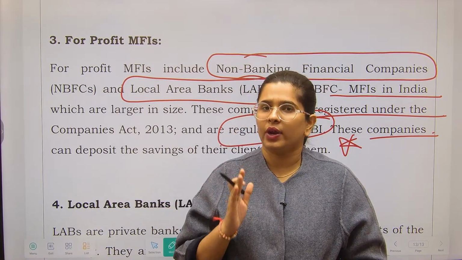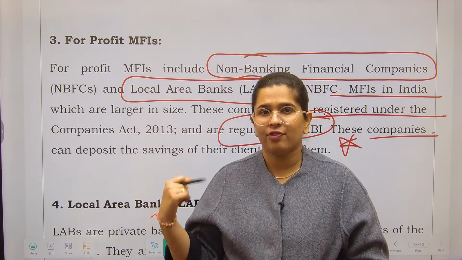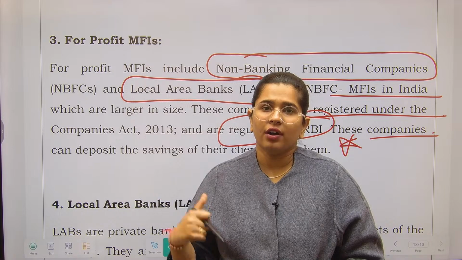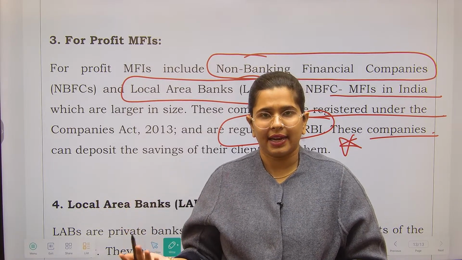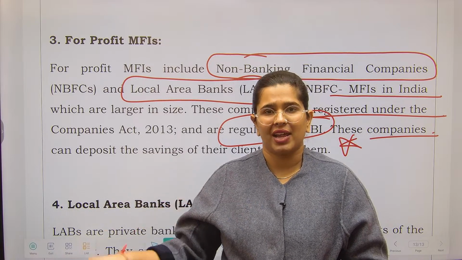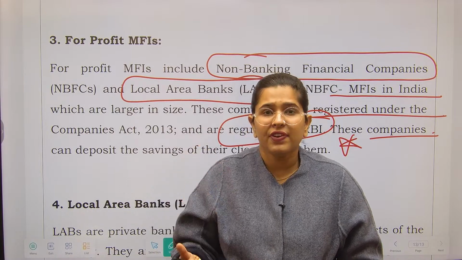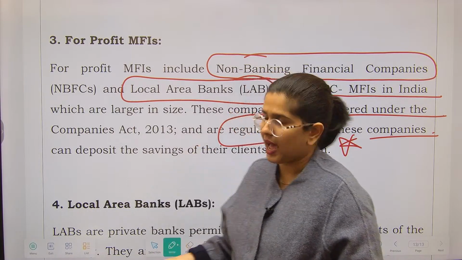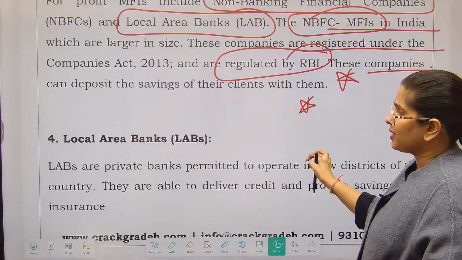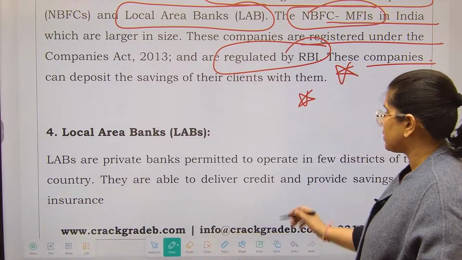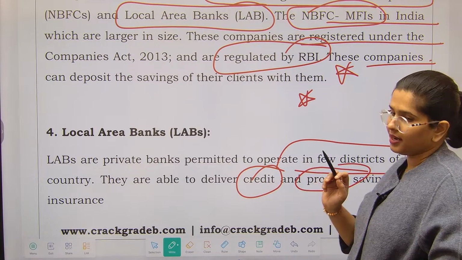We are going to keep it very simple and straightforward: for-profit microfinance institutions can be in the form of NBFCs as well as local area banks. Both have different kinds of setup. A local area bank is obviously directly a bank. NBFC is a non-banking finance company, and they are regulated as such. In NBFCs, there is a specific categorization of microfinance institution. And lastly, we have local area banks. These are private banks which are permitted to operate in a few districts. They are able to deliver credit and provide savings and insurance.